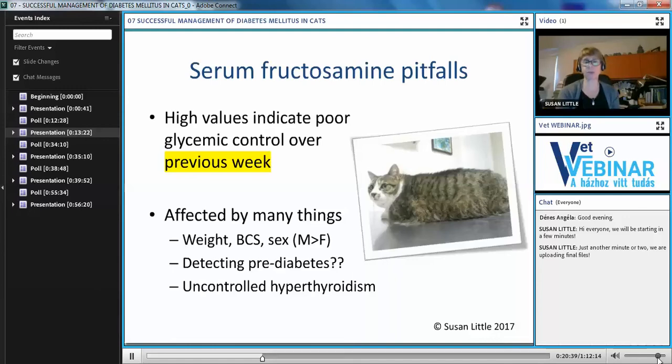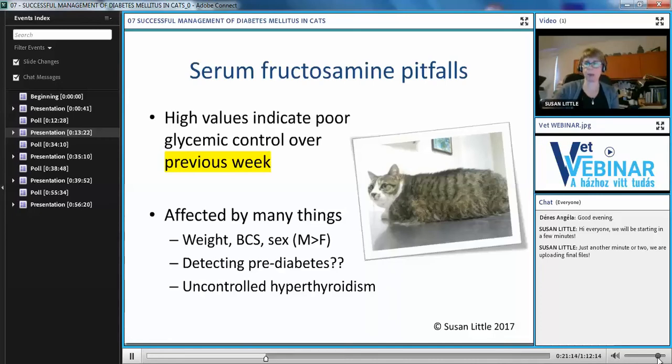Now we're beginning to see A1C tests, glycosylated hemoglobin tests, come on the market. There's one on the market in North America now, and that gives us an indication of average blood glucose readings for the previous 70 days, so a much longer timeline, and that might be a better test for things like trying to detect the cat that's trending towards diabetes. So we're going to use serum fructosamine mainly for ruling out stress hyperglycemia in our patients.